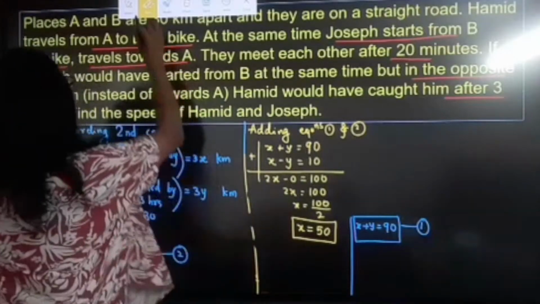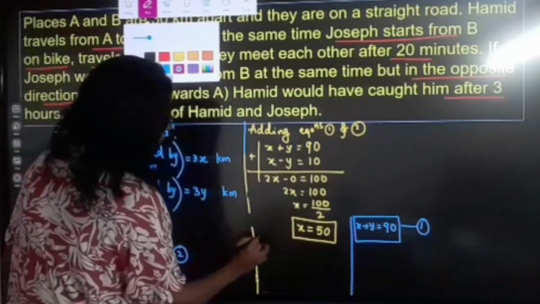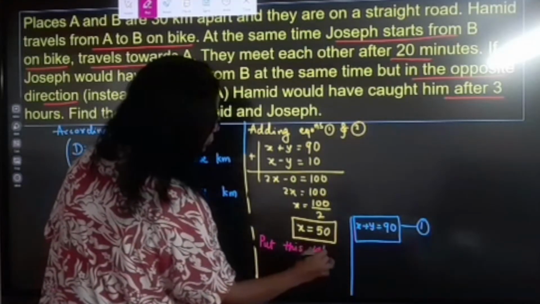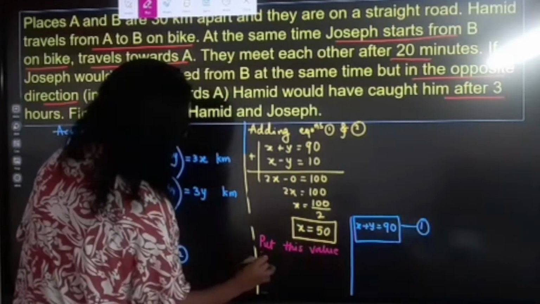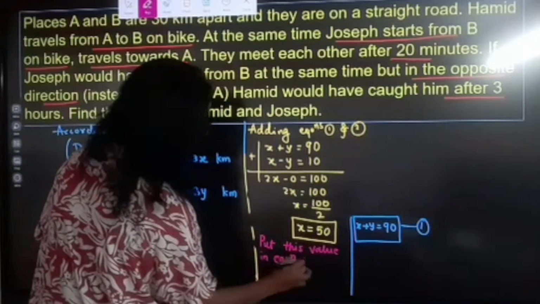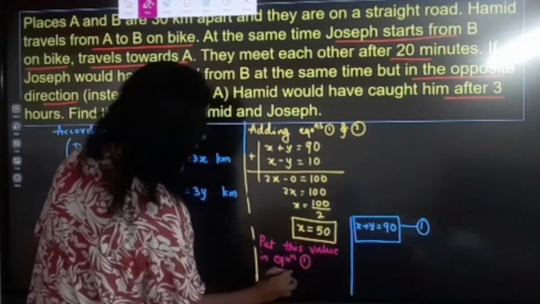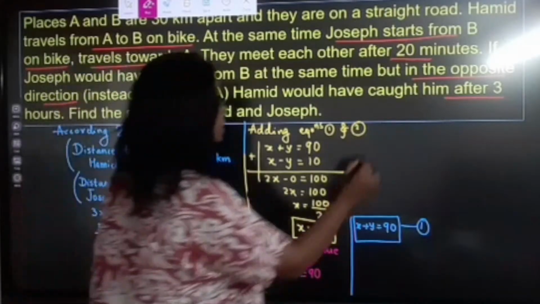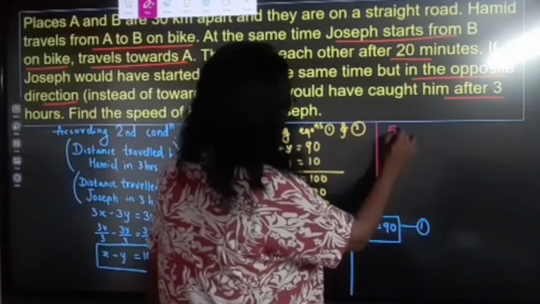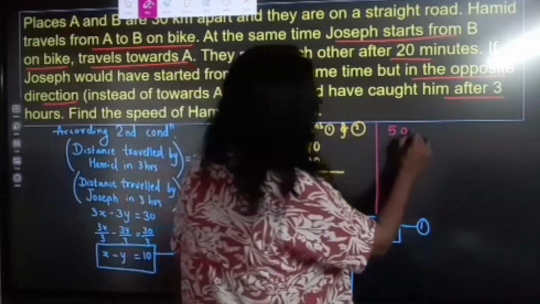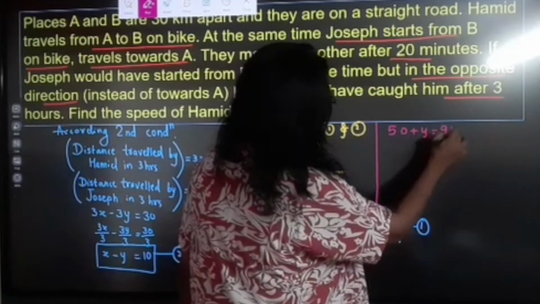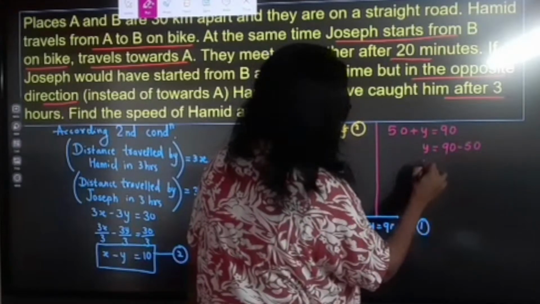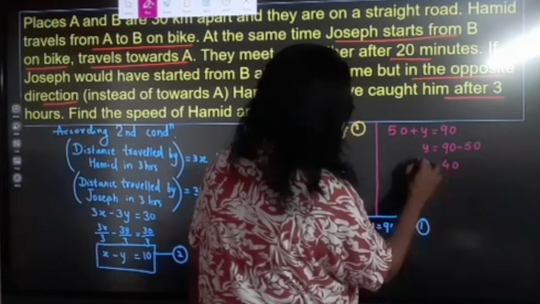Now put this value in equation 1, that is x plus y is equal to 90. So students, next step, 50 plus y is equal to 90. So y is equal to 90 minus 50, that means y is equal to 40.